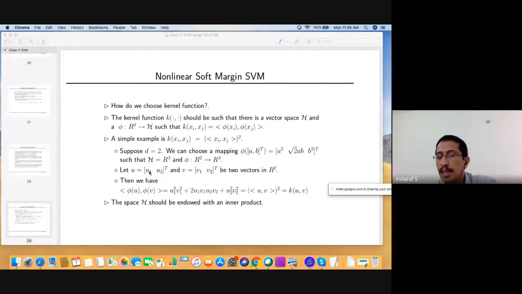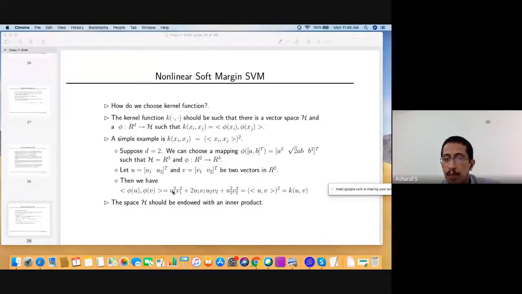Let our input vectors, as in xi, xj, be U, represented by U1, U2, and V, represented by V1, V2. So what we need to compute is the dot product of the transform vectors. These are essentially the Z vectors. Zi dot Zj is essentially phi of U dot phi of V. What is phi of U dot phi of V? U will be represented as (U1 squared, root 2 U1 U2, U2 squared). That will be the representation of phi of U, and phi of V will be (V1 squared, root 2 V1 V2, V2 squared).